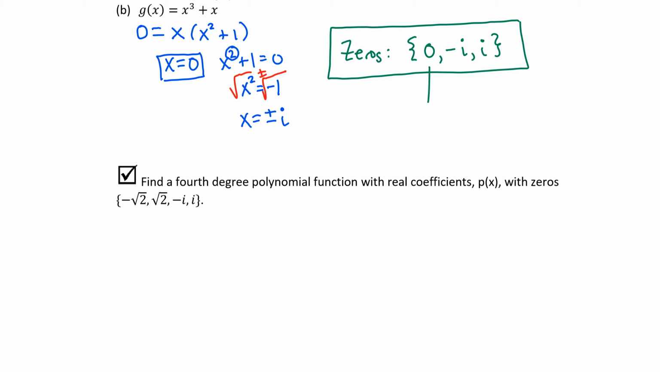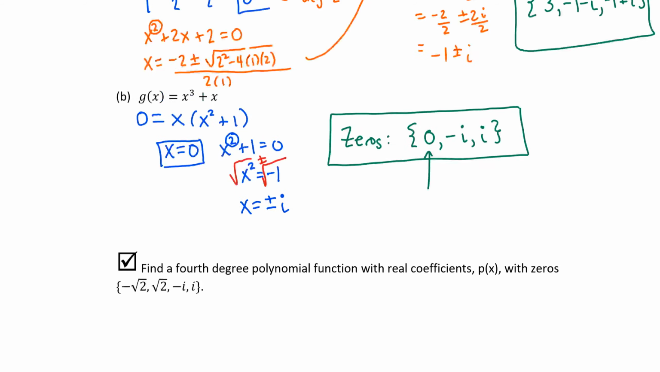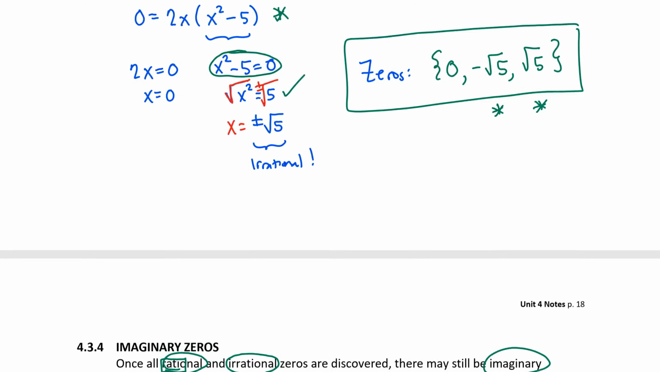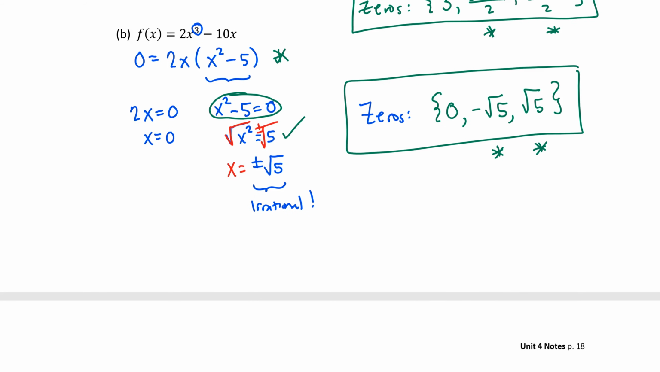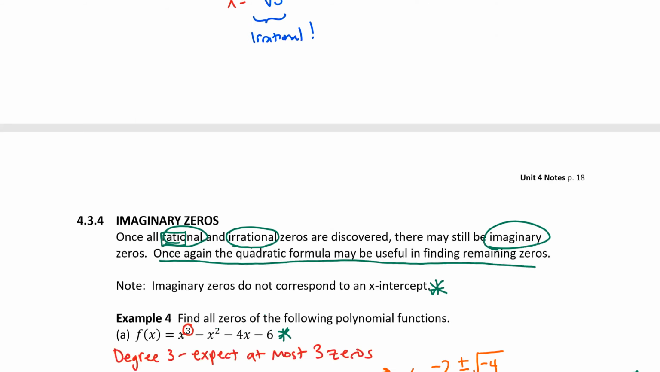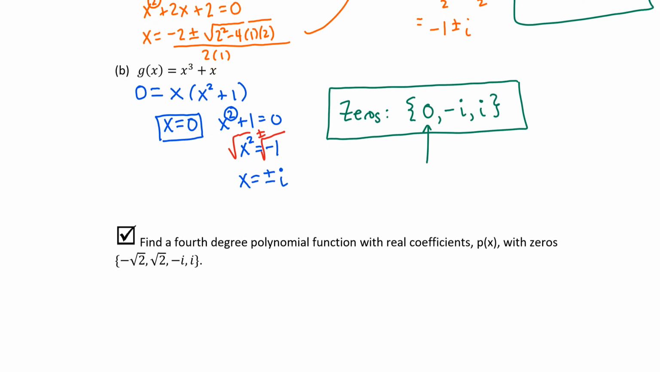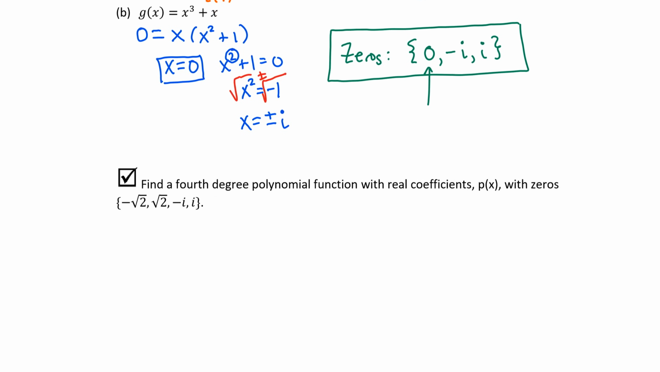Hopefully you understand it would only cross the x-axis at 0 because imaginary zeros do not correspond to x-intercepts. Just as a quick reminder, back up here, irrational zeros do correspond to x-intercepts. They're going to be between the tick marks, not exactly at an integer, but between the tick marks. So I will see an x-intercept for irrational zeros, but if there is an i, they do not correspond to an x-intercept. So you can certainly check that with your graphing calculator.